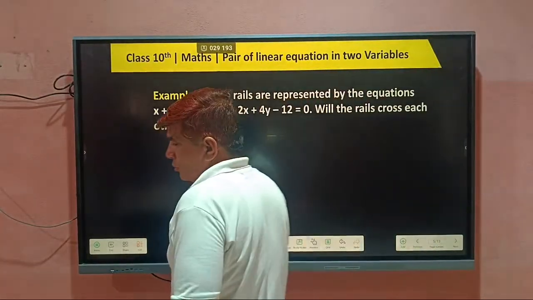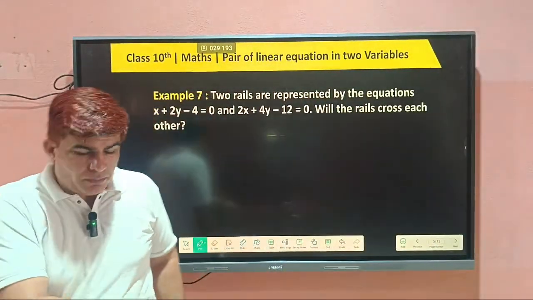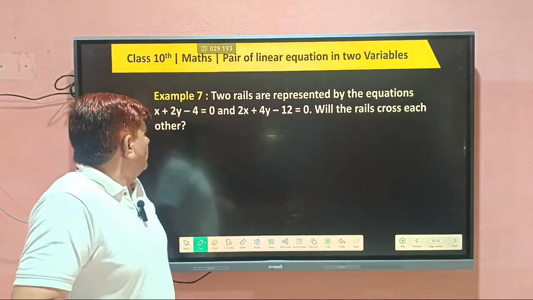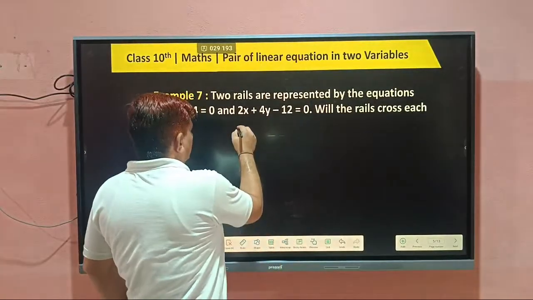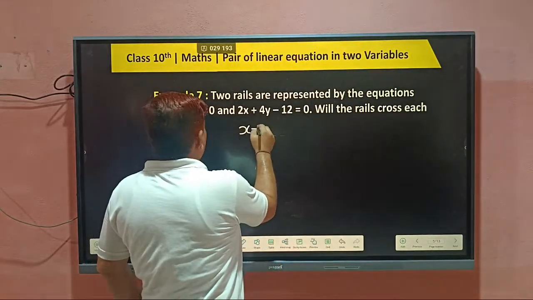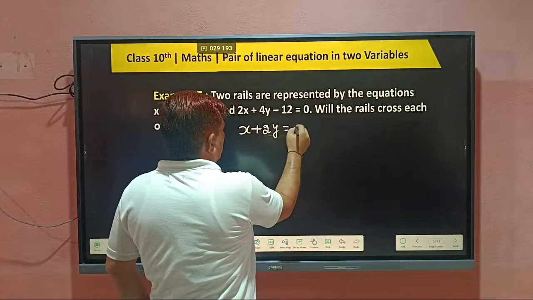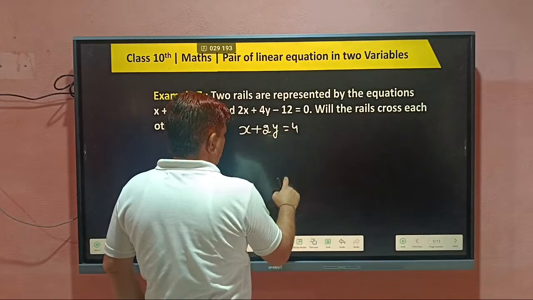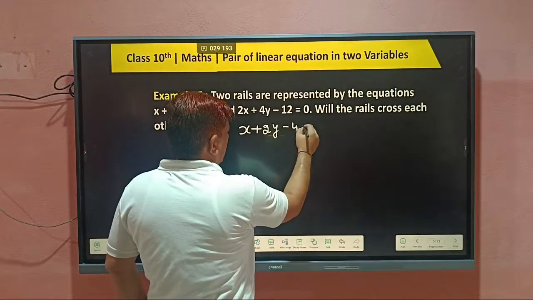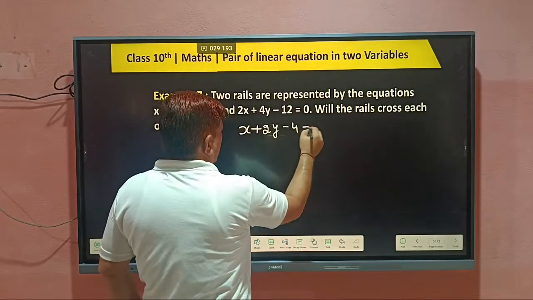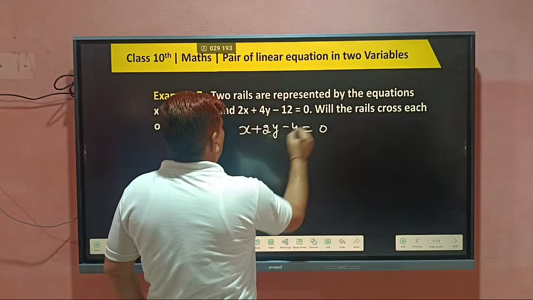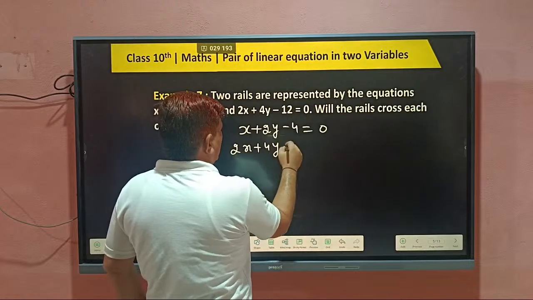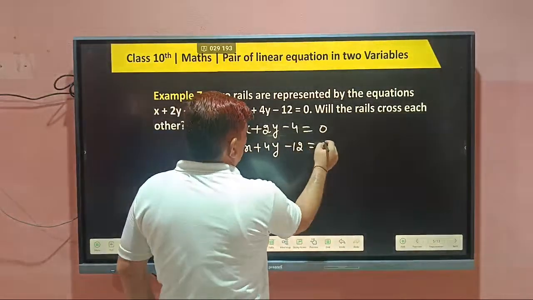The next and last question of this example, last example, sorry. Two rails are represented by the equations. One equation is this: x plus 2y minus 4 is equal to 0, and the other is 2x plus 4y minus 12 equal to 0.